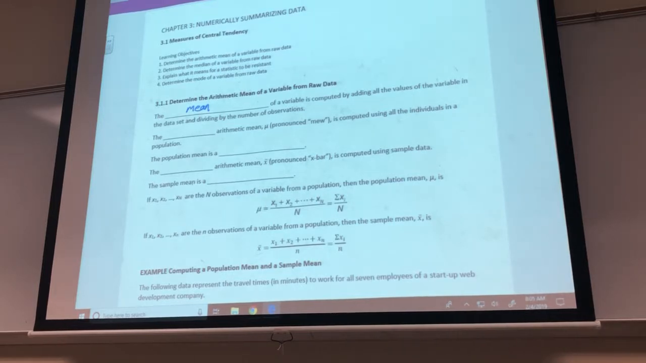We do need to make the distinction in this class between whether we're dealing with a population or a sample because they use different notation. They have the same formula, but the notation is going to be different, and the notation is going to be a big deal later on down the road.